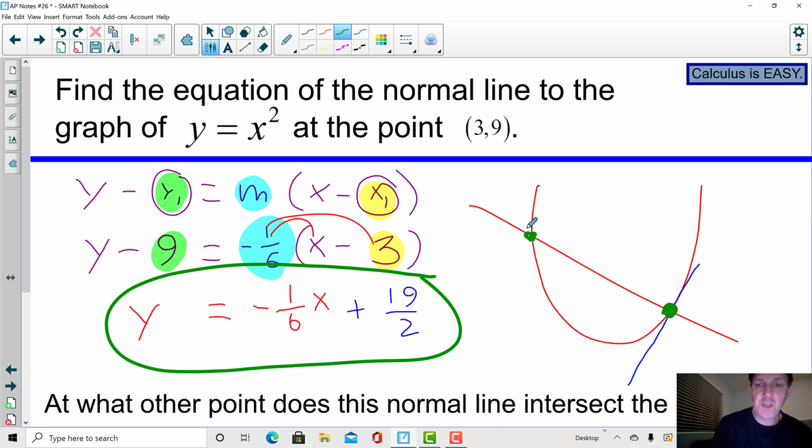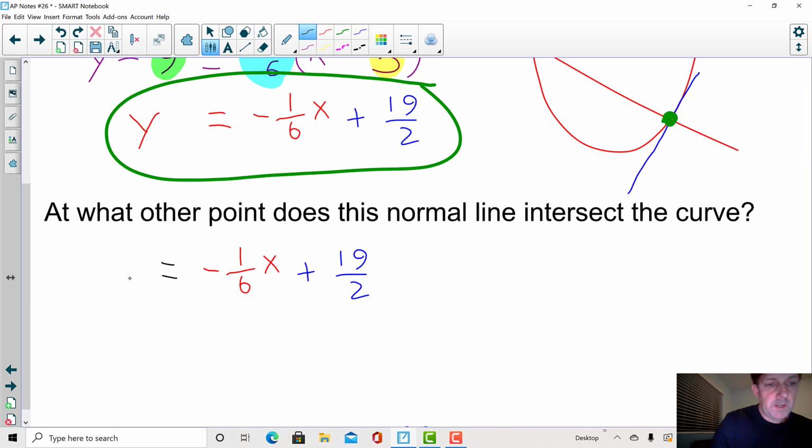So to figure out what the other point of intersection is, we just have to set the equation of our line equal to the equation of our curve and then solve it. The good news is that we know what one of the points is supposed to be. It's supposed to be x equals 3. So we should expect to have x equals 3 as one of our answers. So let's set our line equal to our curve and then we'll solve it. Okay, our curve was x squared.